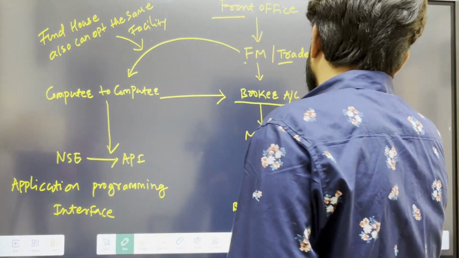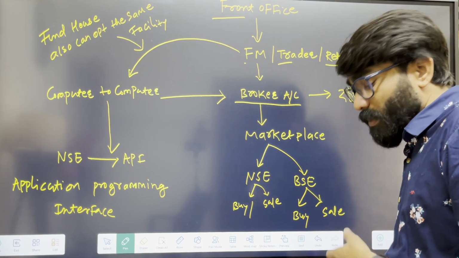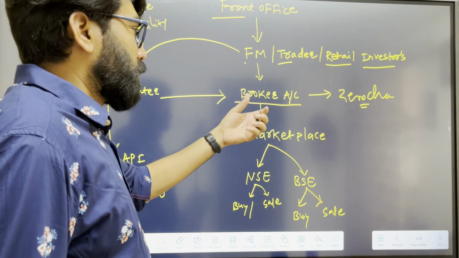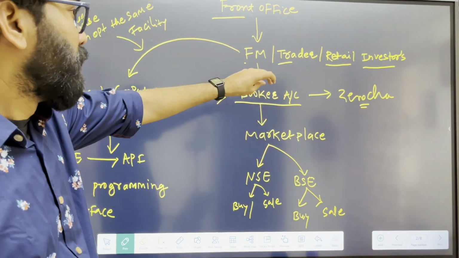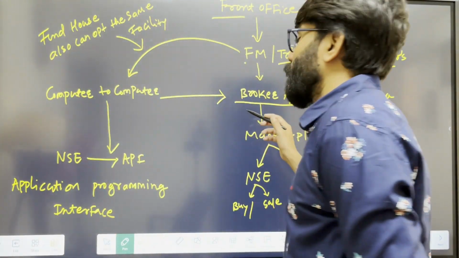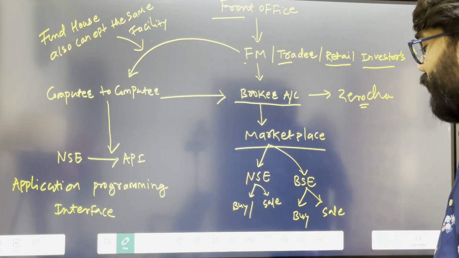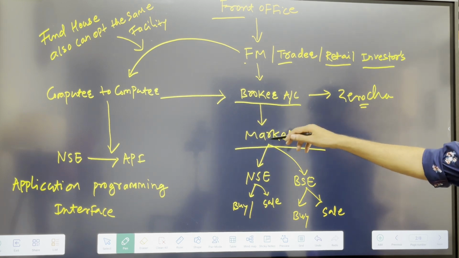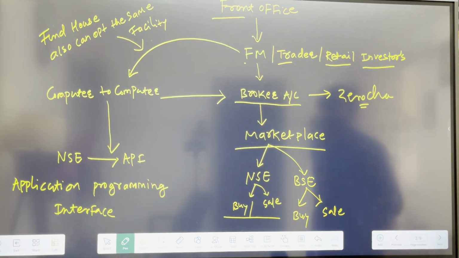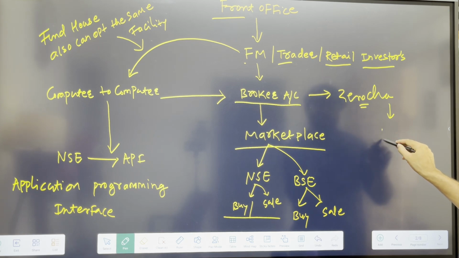Like, let's say, a broker named Zerodha. You can open an account with Zerodha, maybe ICICI, Goldman Sachs, Wells Fargo, Northern Trust, BNY, Citibank. You can open an account with a broker, because the broker will provide you access to the marketplace, meaning NSE and BSE. And once you have access to the marketplace, you can directly buy and sell securities from your trading account. So the important aspect here is that the broker offers a trading account.